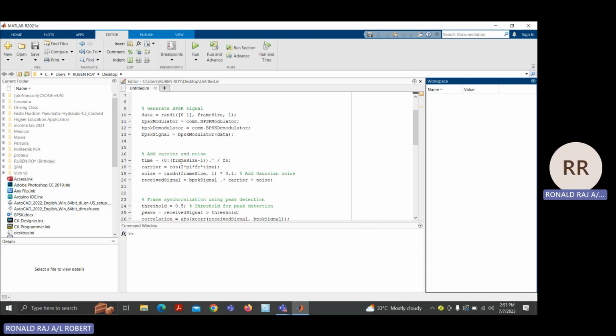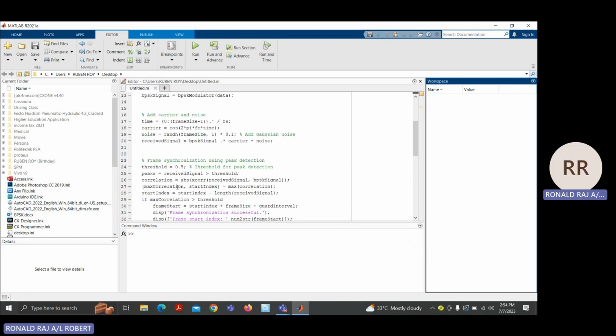The third part is about adding the carrier and noise signals. The time vector is generated based on the frame size and sampling frequency. A carrier signal is generated using the carrier frequency and the time vector. Gaussian noise is added to the BPSK signal using noise equals randn(frame size, 1) times 0.1. The received signal is obtained by multiplying the BPSK signal with the carrier signal and adding noise: received signal equals BPSK signal times carrier plus noise.